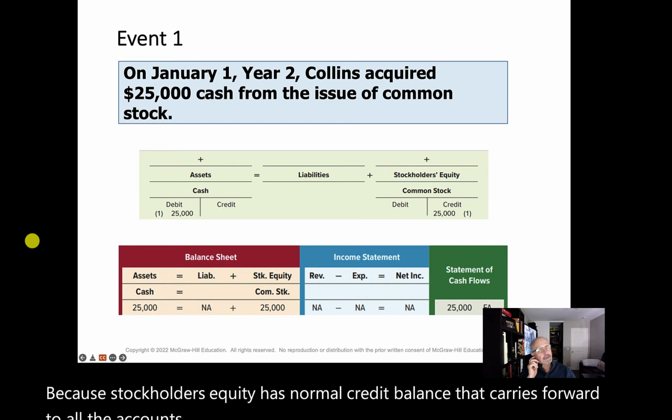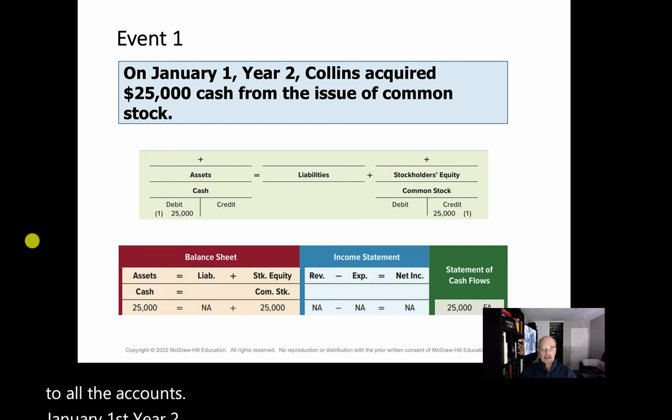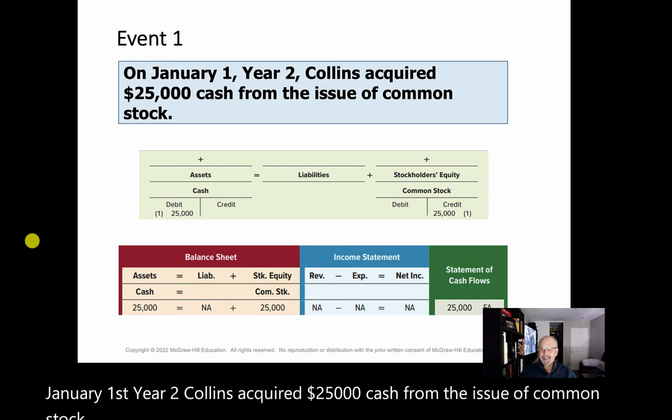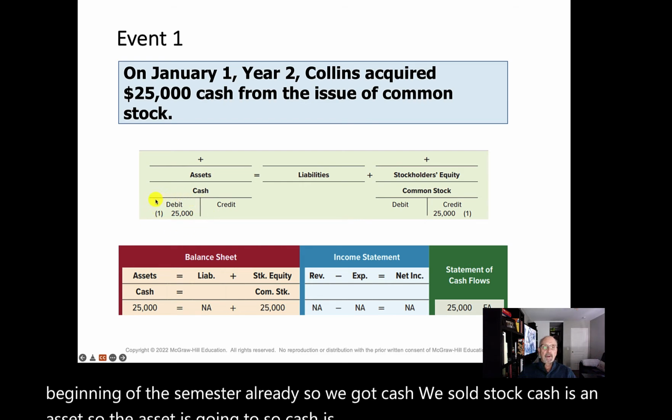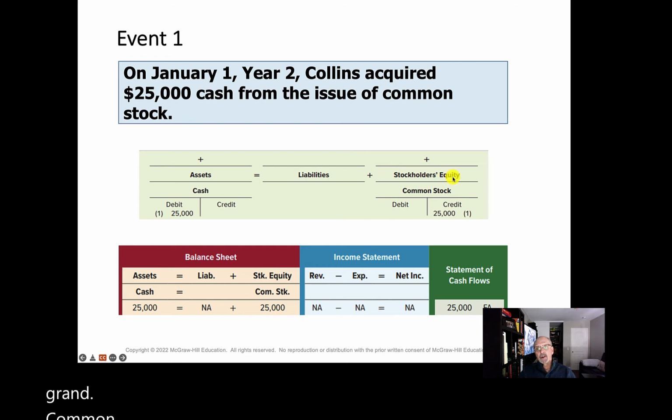January 1st, year 2, Collins acquired $25,000 cash from the issue of common stock. We've looked at this transaction probably 100 times since the beginning of the semester already. So we got cash, we sold stock. Well, cash is an asset, so cash is going to get debited 25 grand. Common stock is part of stockholders' equity. That will be credited 25 grand.